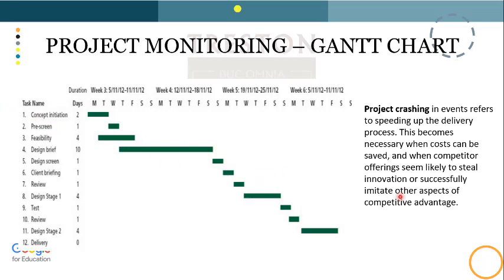So you have a term there, project crashing. In events, it refers to speeding up the delivery of the process. So for example, design brief is 10 days, but I want to crash it and make it into 8 days only so that I could move some of this here and hasten the process for other projects or other activities.